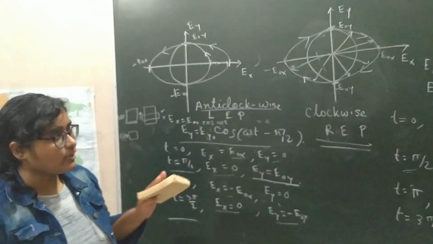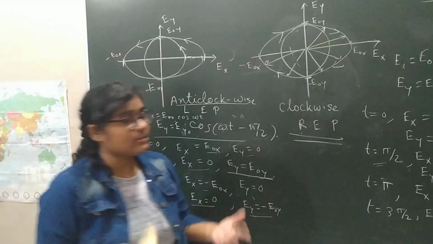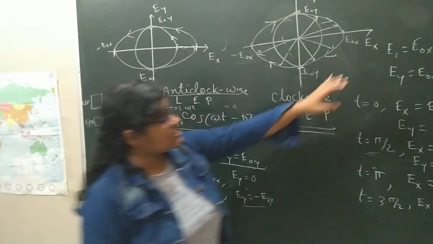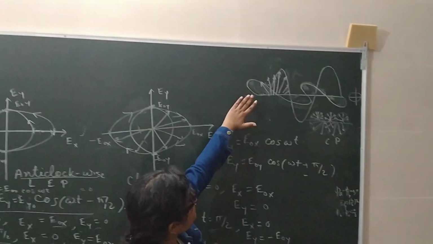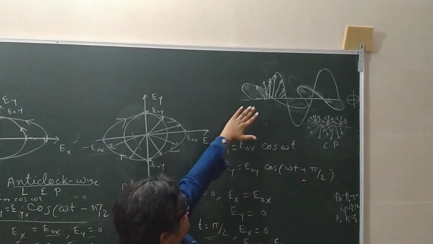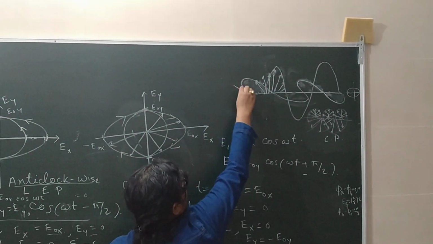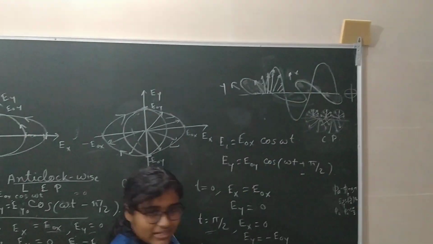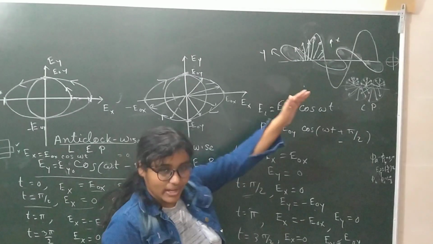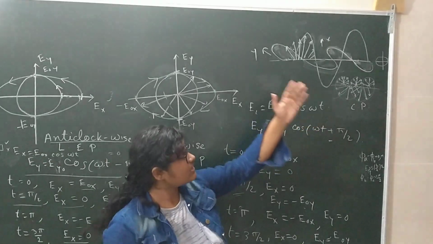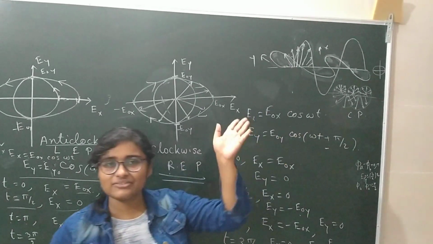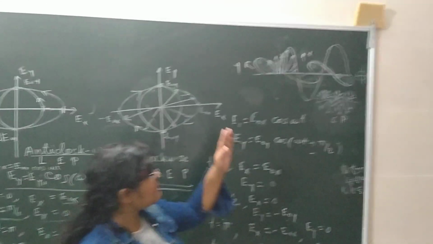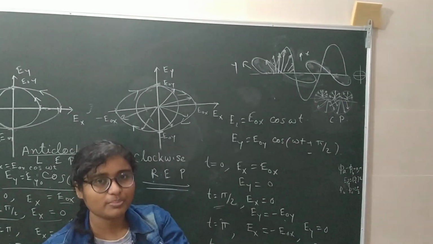Now have you ever thought how to represent elliptically polarized light? Suppose you have the electric field along perpendicular directions, suppose this is along y and this is along x. You have to think about it physically: along y the electric field components are different and along x the electric field vectors are different. So they have different magnitudes and some phase difference. So how do you represent it?